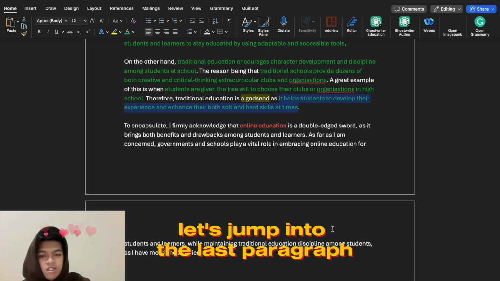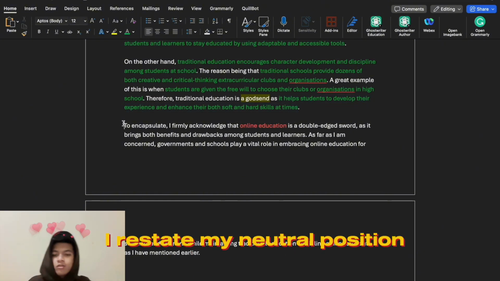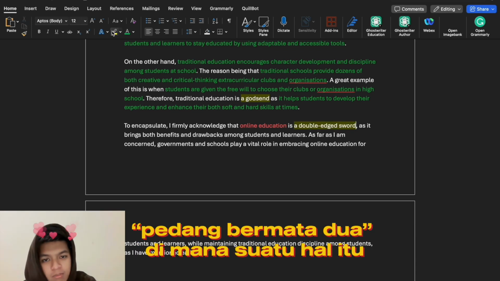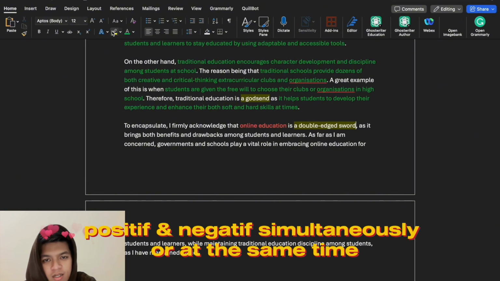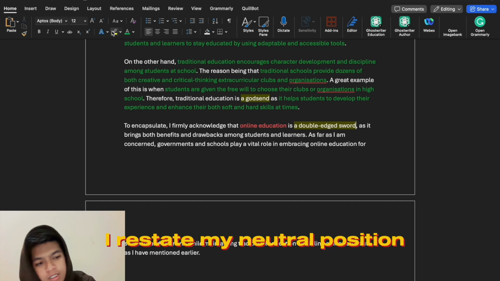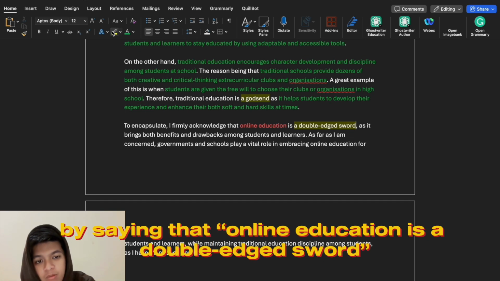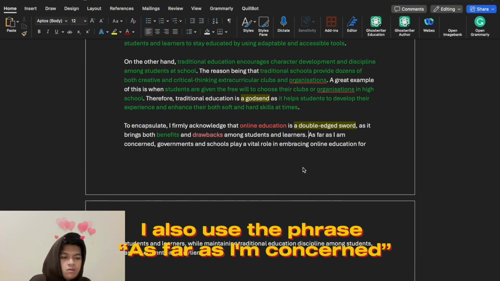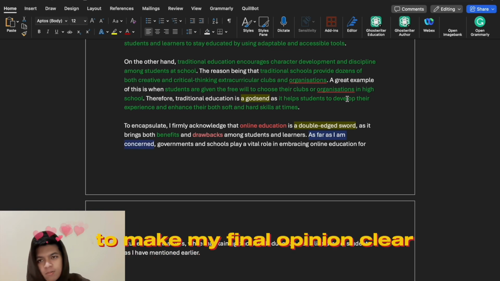Alright, let's jump into the last paragraph. In my conclusion, I restate my neutral position. Double-edged sword is an idiom yang bermaksud pedang bermata dua, di mana suatu hal itu memberikan impact positif dan negatif simultaneously or at the same time. I restate my neutral position by saying that online education is a double-edged sword, bringing both benefits and drawbacks for students, learners. I also use the phrase "as far as I'm concerned" to make my final opinion clear.